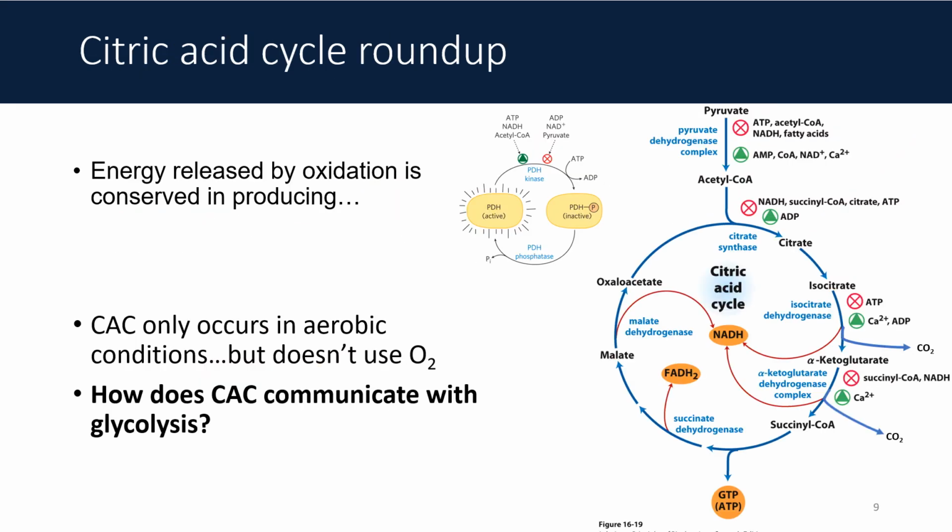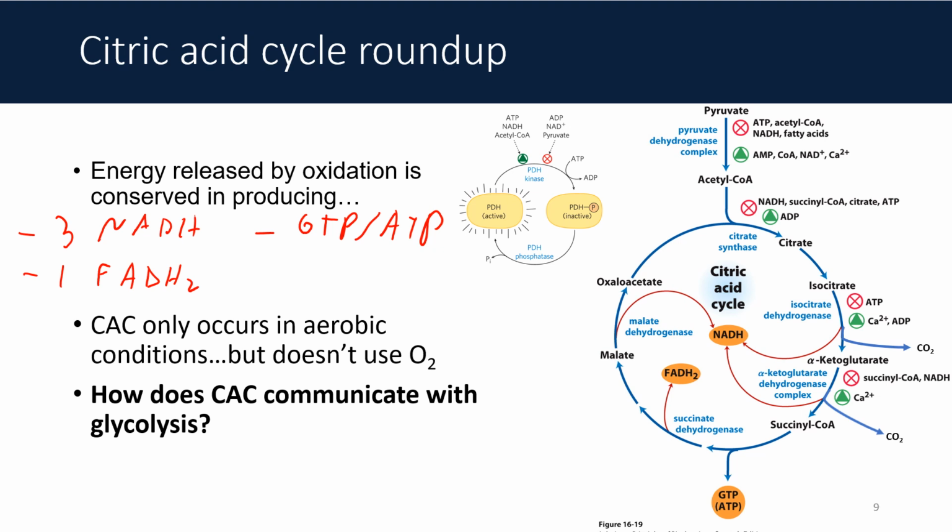Let's take a step back and summarize what we've learned. The citric acid cycle, its job is to fully extract the chemical energy out of acetyl-CoA. And what do we get when we do this? 3 equivalents of NADH, 1 equivalent of FADH2, and then 1 GTP or ATP. It depends on if this is happening in a muscle cell or not. So this is the energy that we've extracted here.